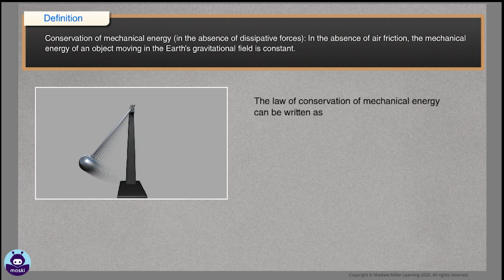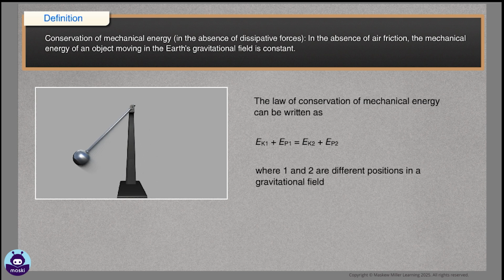The law of conservation of mechanical energy can be written as Ek1 + Ep1 = Ek2 + Ep2, where 1 and 2 are different positions in a gravitational field. Since the total mechanical energy is conserved, the position of the object becomes irrelevant while calculating mechanical energy.